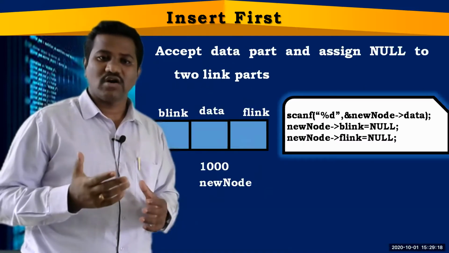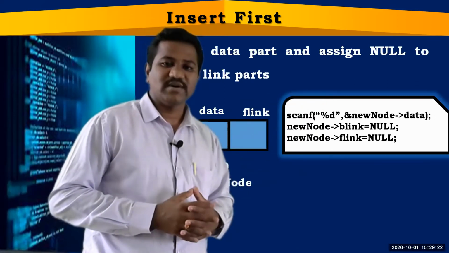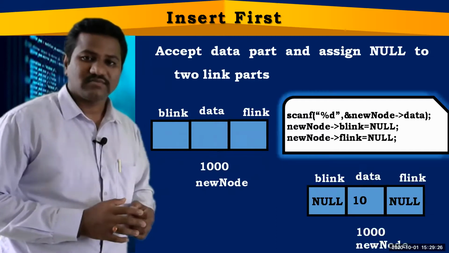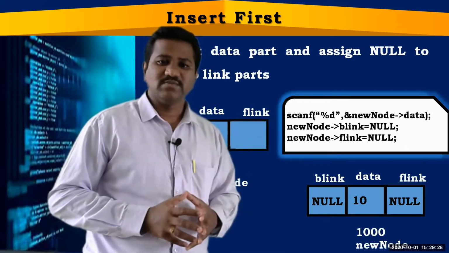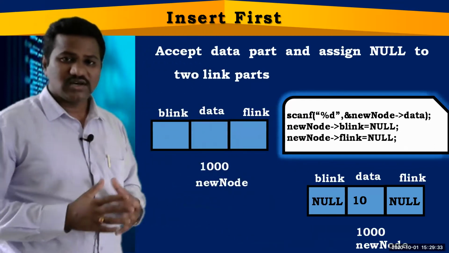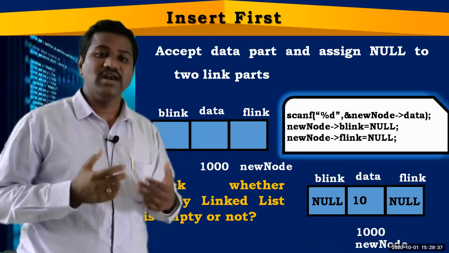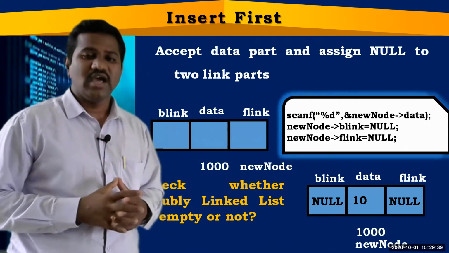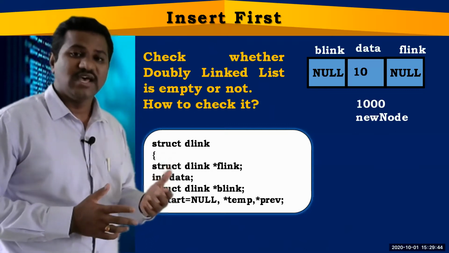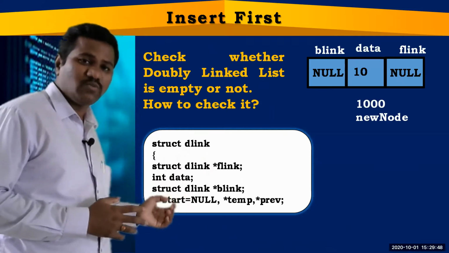After allocating a block of memory, we need to accept the data part by using the scanf function. Scanf %d, ampersand of new node arrow data, will be accepting the data part. And the remaining two parts, that is B-link and F-link, we are assigning null, like this. After creating a node, we need to check whether your double linked list is empty or not. And how to check it: at the time of declaring the structure, we are taking null in the start pointer.